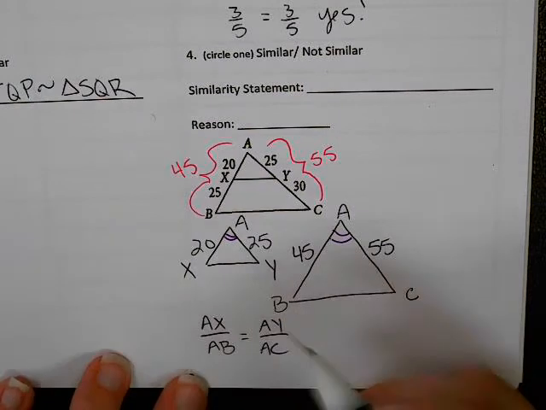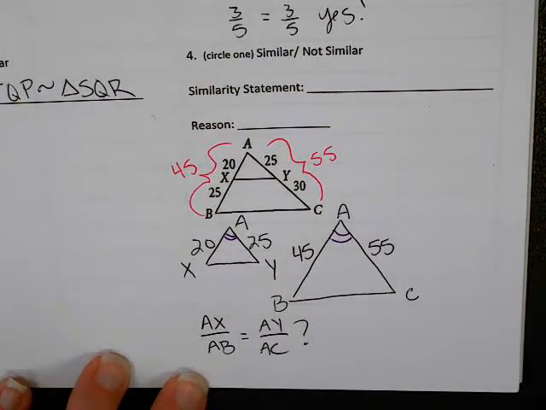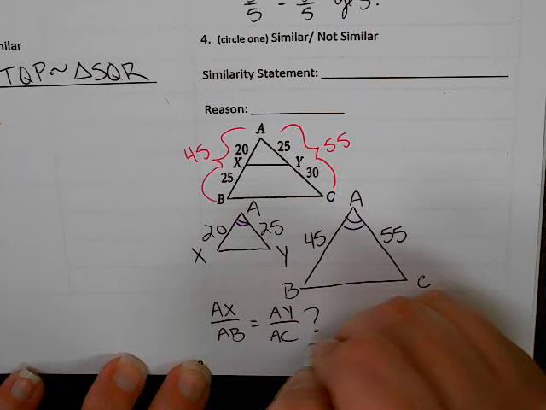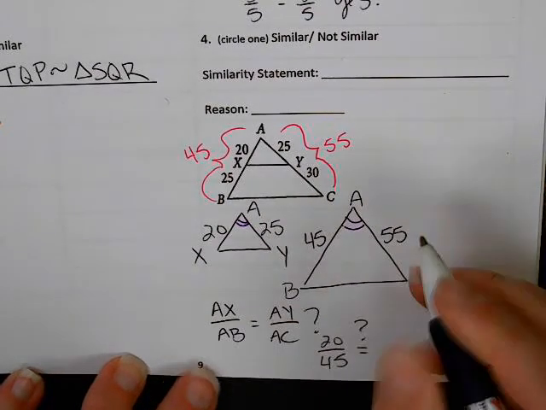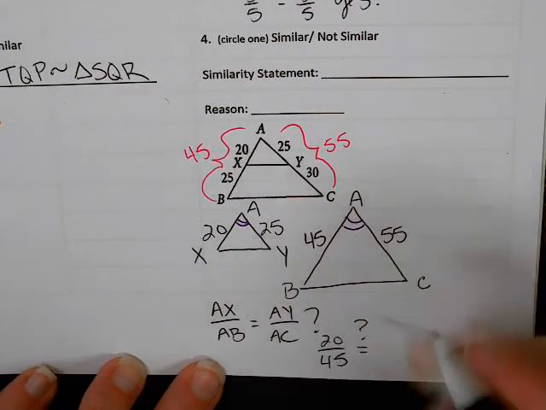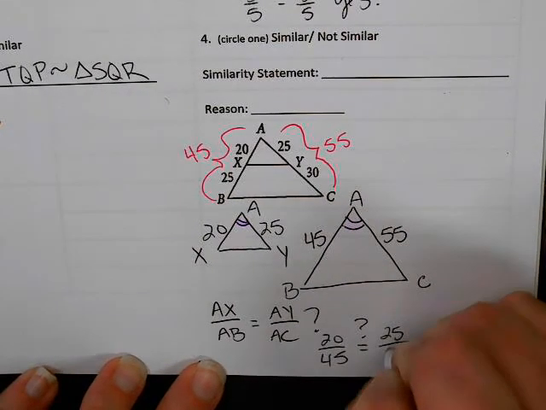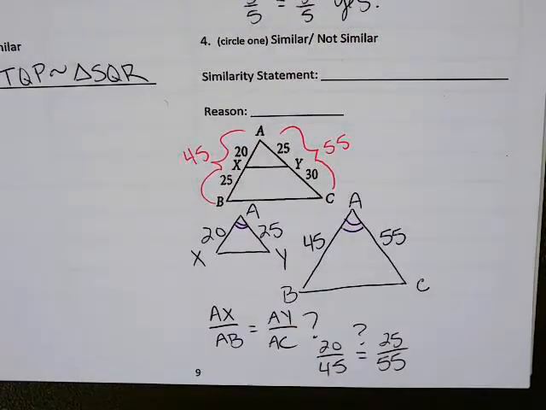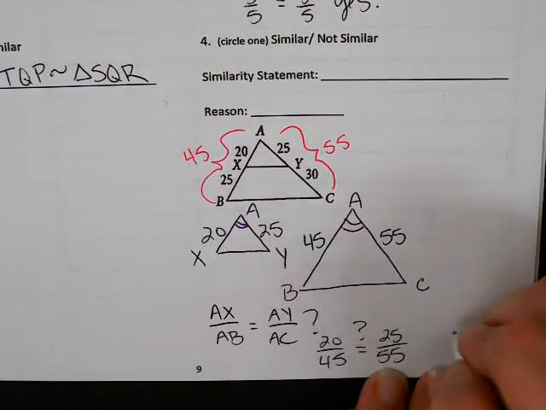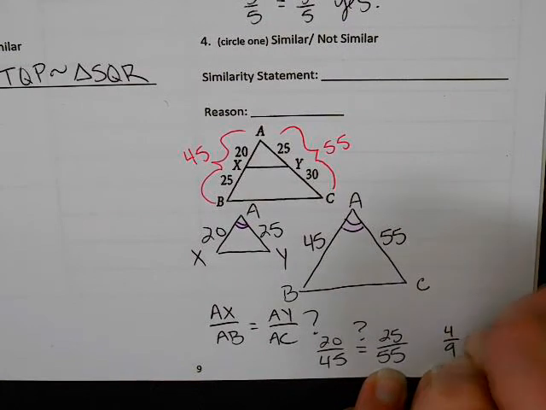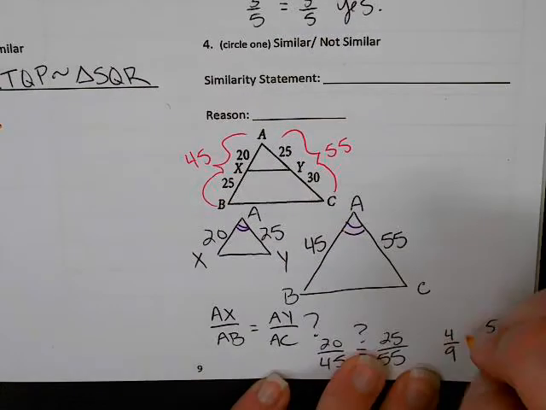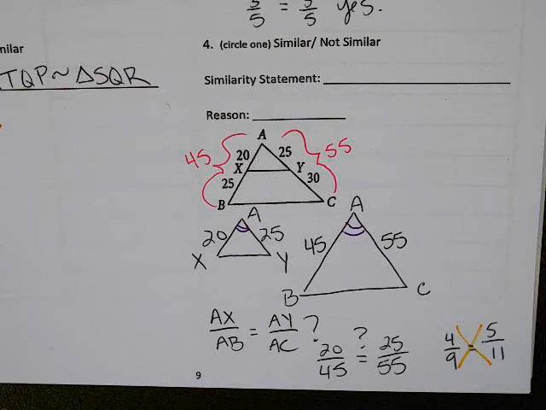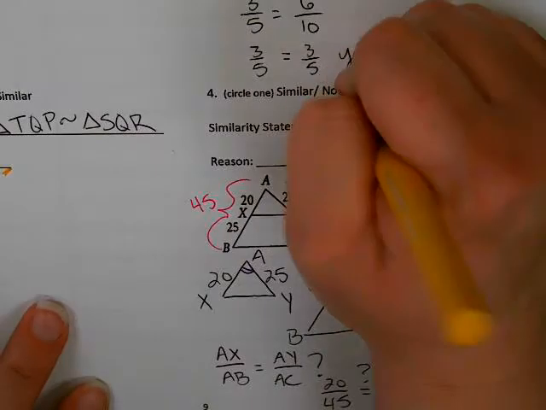So AX is 20. I'm going to put a question mark there because we don't know for sure, right? So 20 to 45, and we want to know if that's proportional to 25 over 55. Now when you put those two in your calculator, the first one you get is 4 over 9. The second one is actually 5 over 11. So those ones are not equal to each other, which means these triangles are not similar to each other.